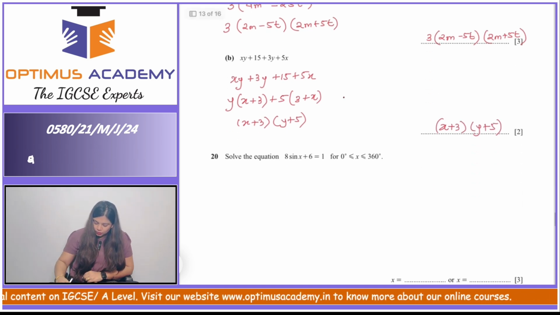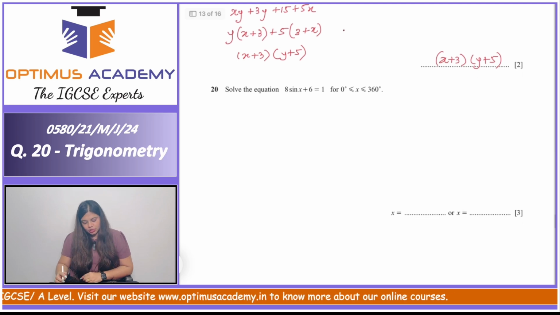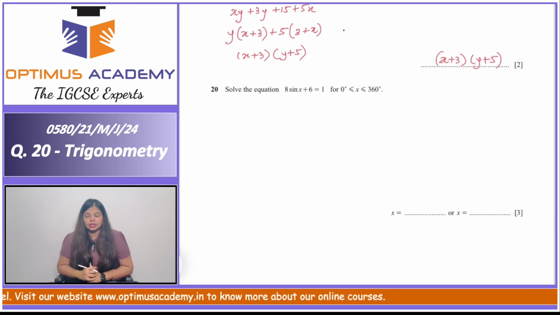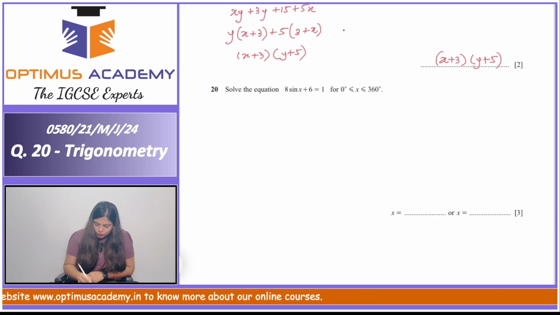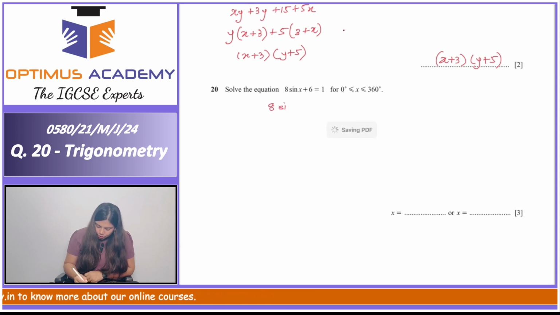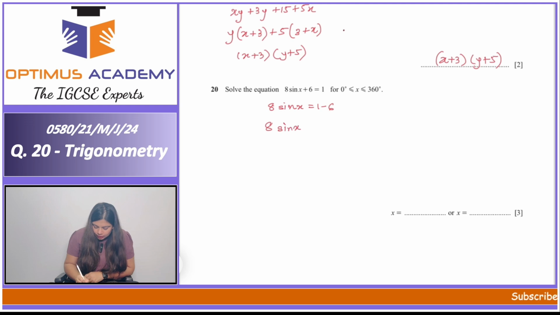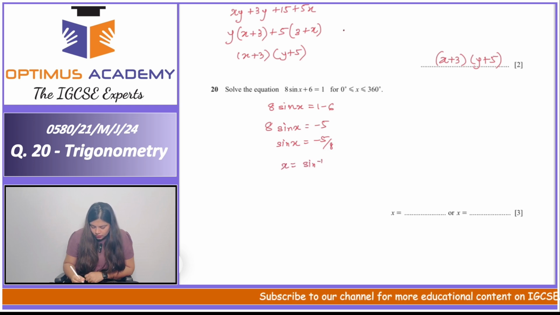Next, in the 20th question, they have said solve the equation 8 sin x plus 6 equals 1. First, we are going to solve it like a normal algebra equation. That is, 6 will go on the other side and be subtracted from 1. We get 8 sin x equals negative 5. Sin x is equal to negative 5 upon 8. x is equal to sin inverse of minus 5 by 8.